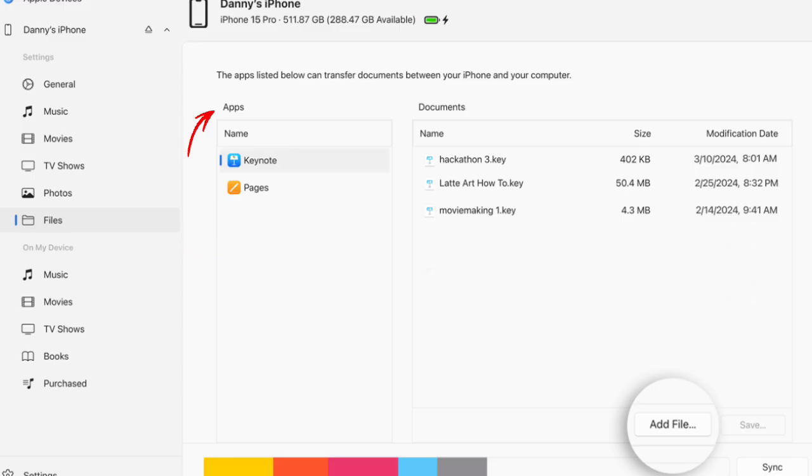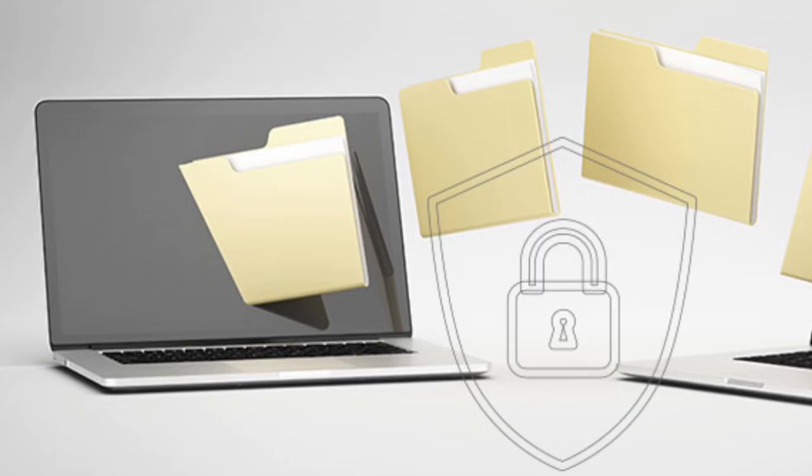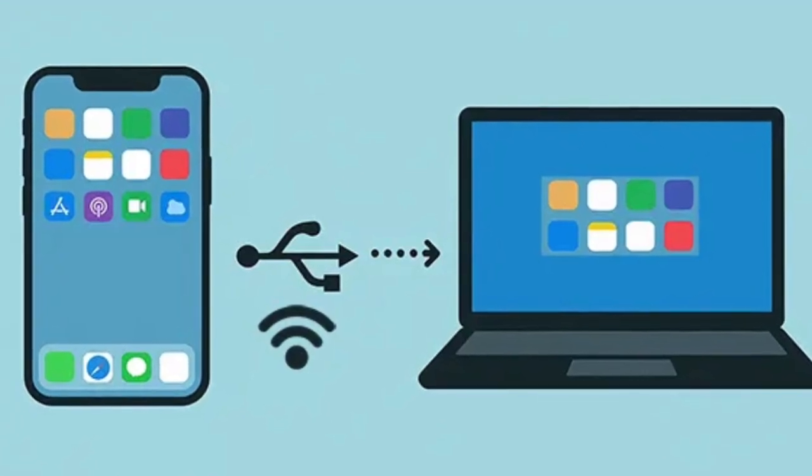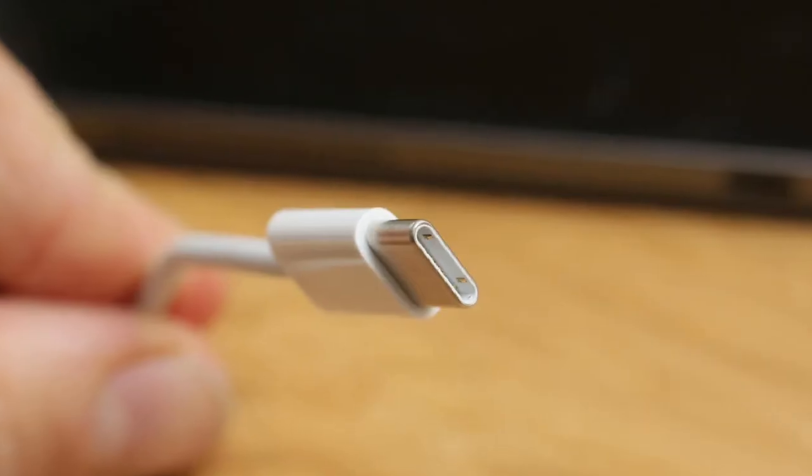Here, you'll see a list of apps on your iPhone that support file sharing, like VLC or Word. To move a movie or document, just drag the file from your PC directly onto the app name in the list. If your PC isn't seeing the phone, check your cable quality or try a different USB port.